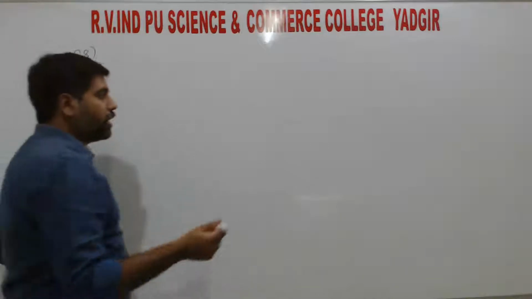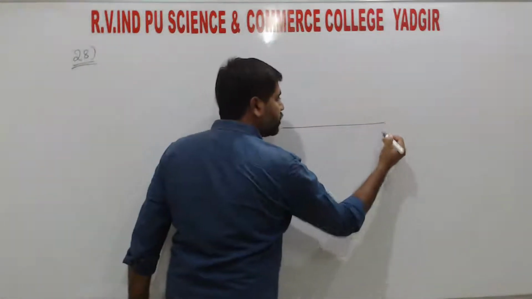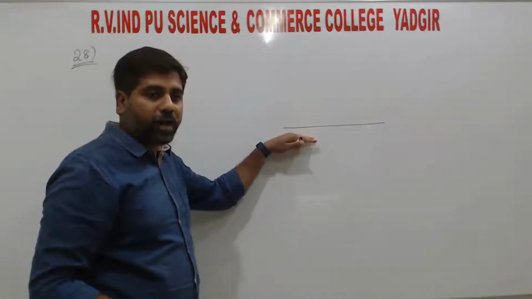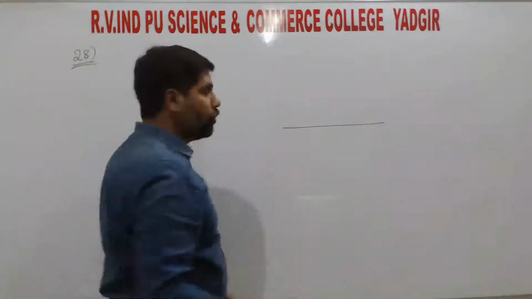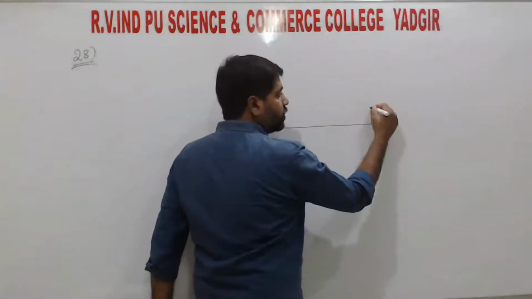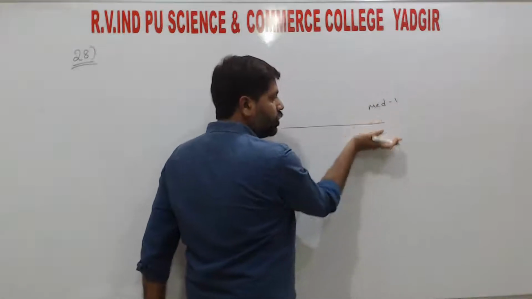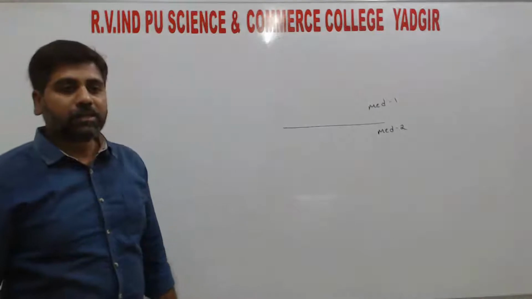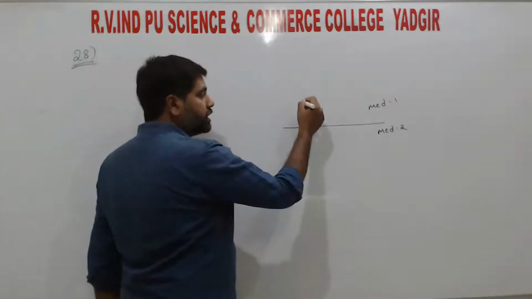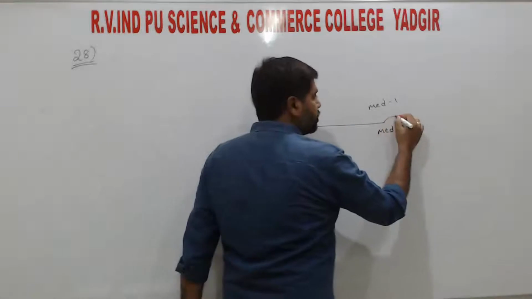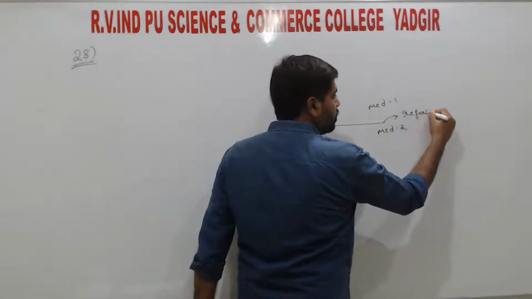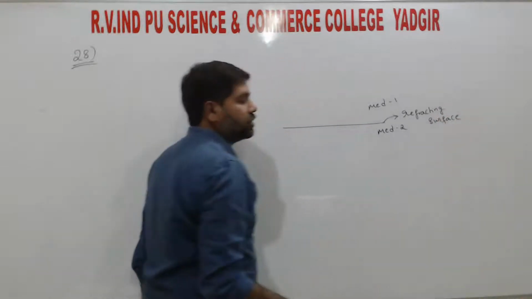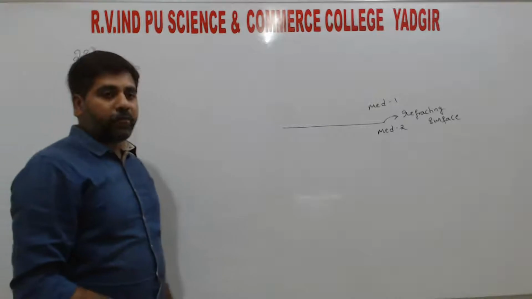So consider one refracting surface. So it separates the two media, right? So we consider one refracting surface, and that refracting surface separates the two media, right? So above the refracting surface we call that medium 1, and below the refracting surface we take that as medium 2, right? So consider one plane wavefront, which is incident on the refracting surface. This one is the refracting surface, right? So one plane wavefront is considered.